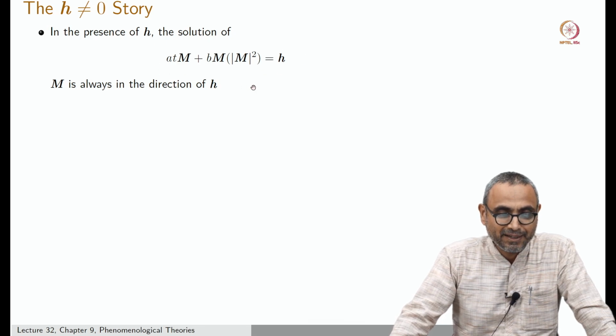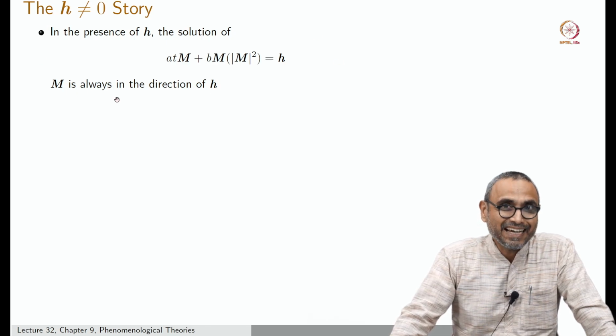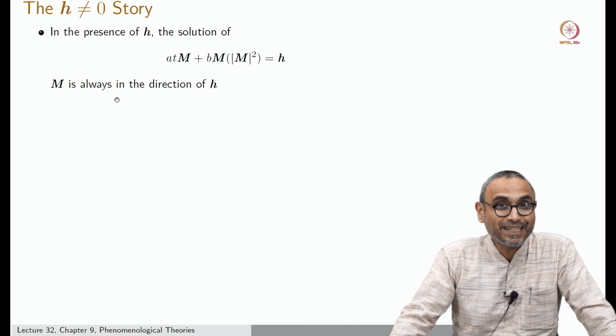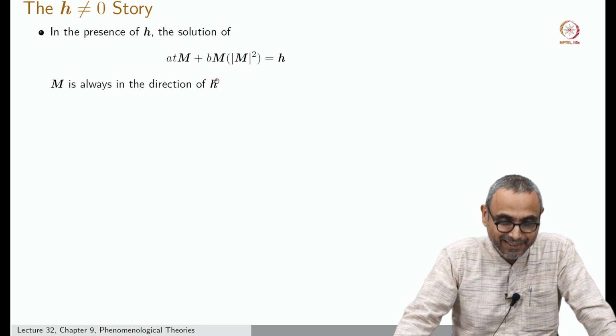Now if you look at this equation, you will see that this is a vector, and A T times B mod M squared is just a number, and so M will be in the same direction as H. So what this tells you is that within this theory, M will always be in the direction in which you had the field on.